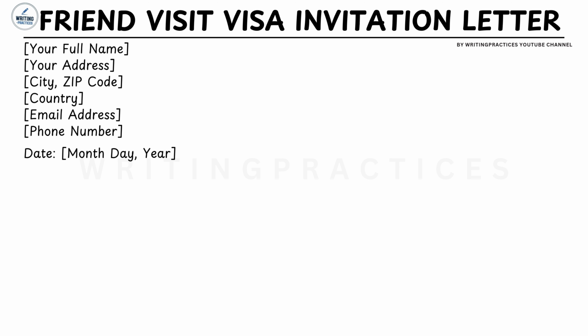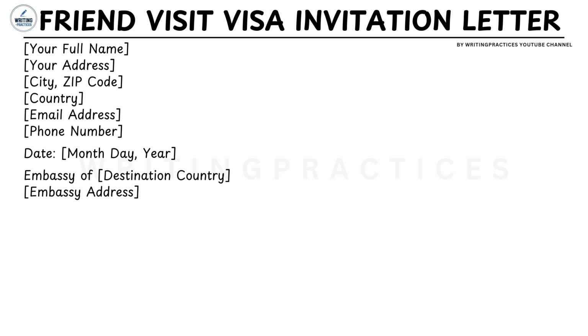Embassy information. Next, you'll address the letter to the correct embassy. This includes the name of the embassy, such as Embassy of the United States, the embassy's full address, the city and country of the embassy. This ensures that your letter is directed to the right office handling visa applications for your friend's home country.